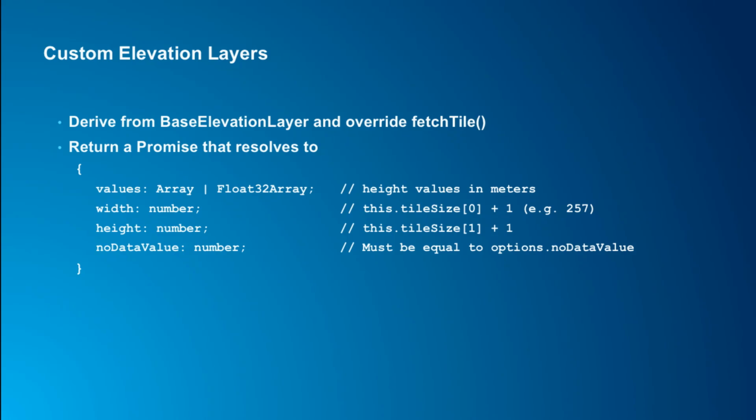Now in Yann's case, or let's say in the map layer case, what you have to return from the fetch tile call is an HTML image or an HTML canvas. Those work the same. For elevation layers, it's always a promise that you return, which will resolve to this object here. It's an object that contains 4 properties. The most important one is the values property, an array that contains all of the elevation values in that tile. I'm going to talk about that in a little bit. And then the width, the height, and the no data value. I'm going to talk about that later as well.